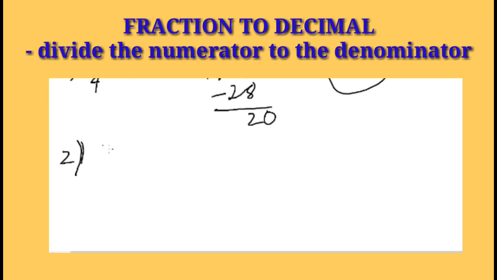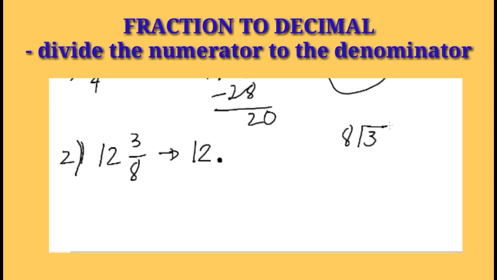Number 2. 12 and 3/8. How are we going to change this to decimal? So what do we call this fraction? We call this a mixed number, a combination of a whole number and a proper fraction. So what we need to do, copy the whole number, then point. Always remember, decimal is equivalent only to the fraction. Hindi kasama yung whole number. So yung whole number, kinakopya lang sa kaliwa ng decimal point. So ang gagawin natin, divide the numerator 3 by the denominator 8.